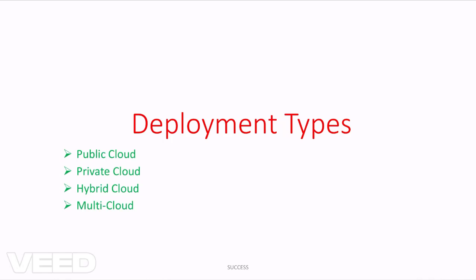Deployment types. Clouds can also be deployed in different ways. Public clouds are shared by many users. Private clouds are dedicated to one company. Hybrid clouds mix both, and multi-cloud means using several providers together.